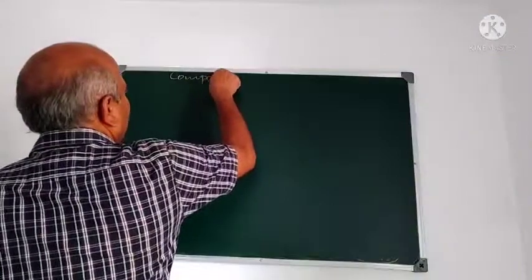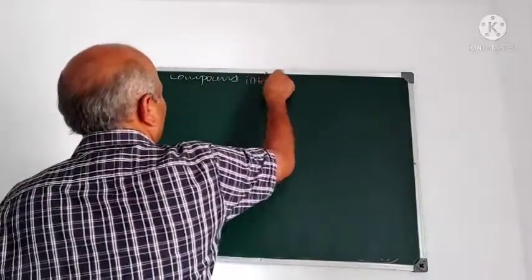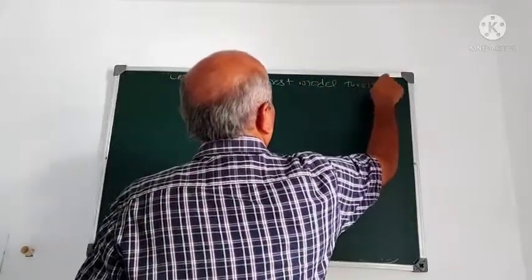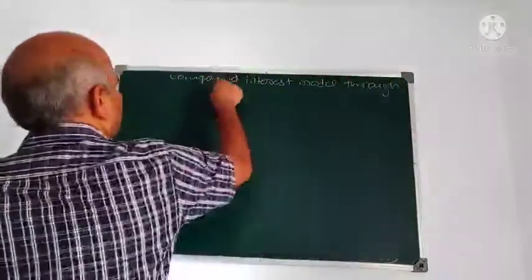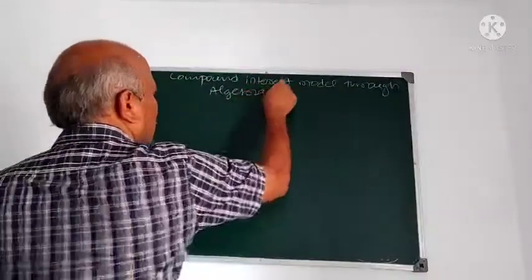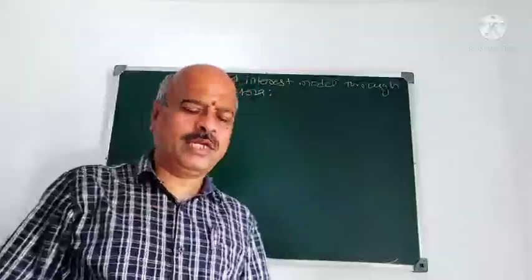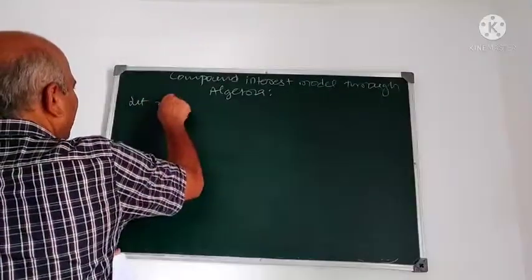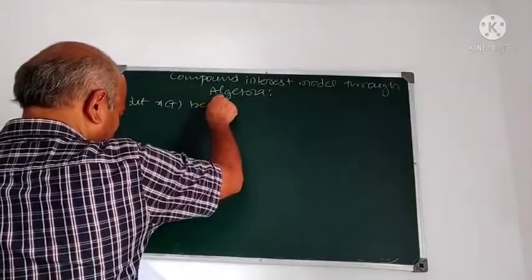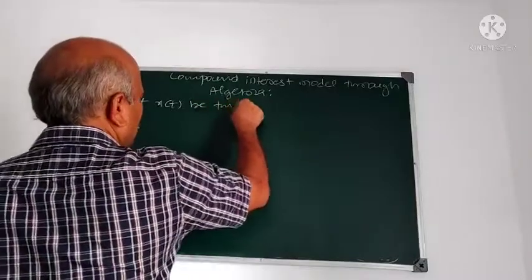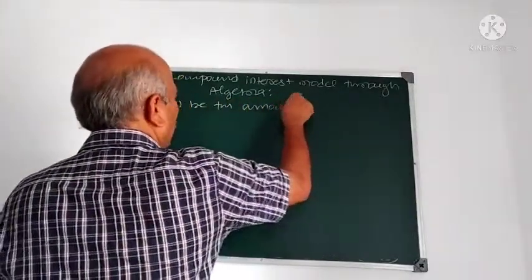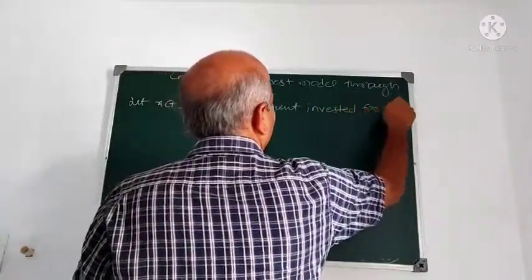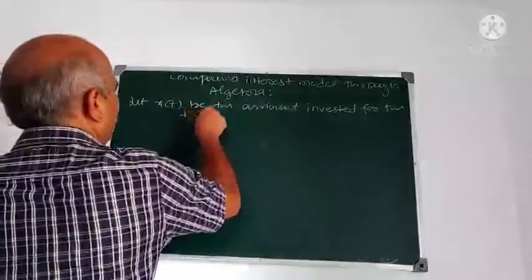Compound interest model through algebra. Using algebra, compound interest model. Now here we take x(t), the amount invested for the time period t.